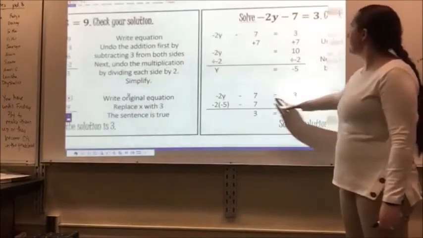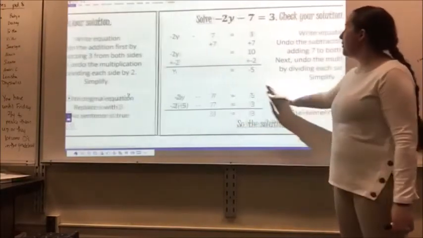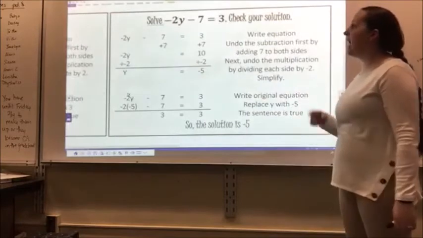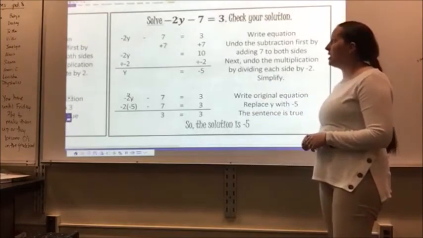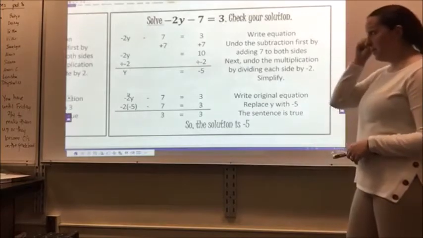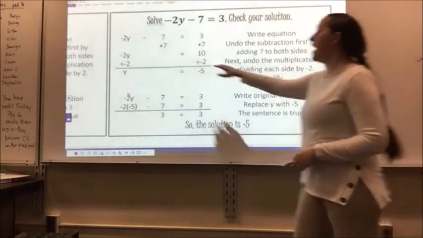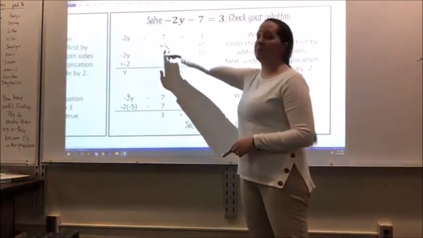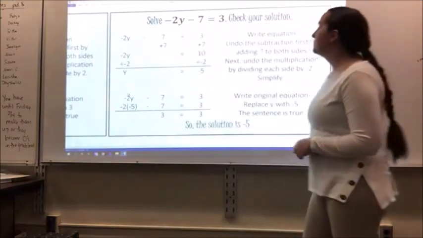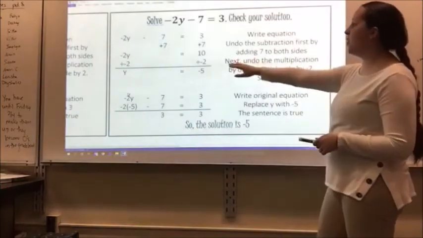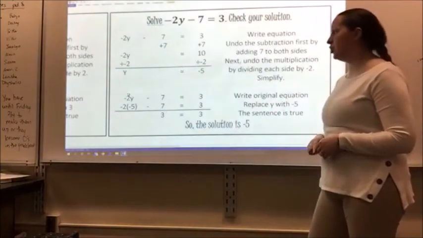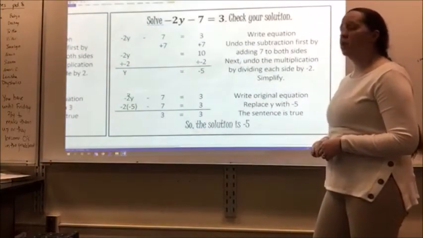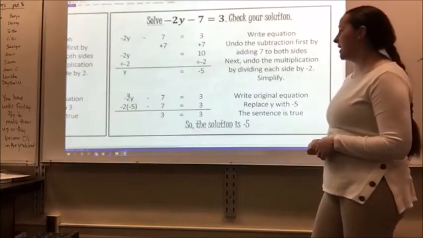Okay? The second problem I have is solve negative 2y minus 7 equals 3. So I check my solution. So in order to do this, I have to add 7 to both sides because I'm subtracting it. So adding, which gives me negative 2y equals 10. Then I divide both sides by negative 2. 10 divided by negative 2 is negative 5, so y equals negative 5.